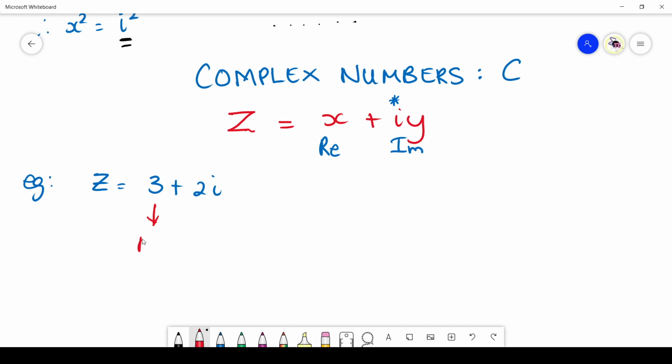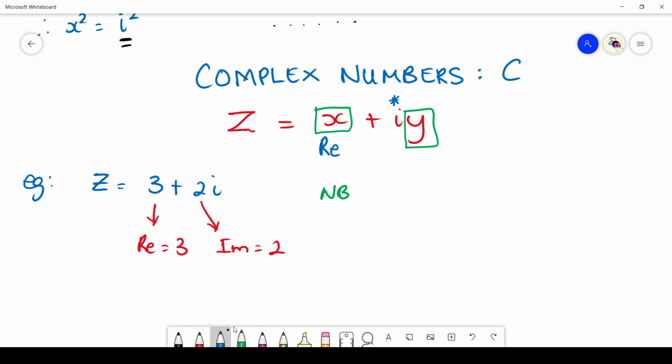Okay, so the real part is 3, and the imaginary part is 2. Please take note. Let me just put that over here, and let me erase this over here so that you guys can understand better that x is the real part and that y is the imaginary part and not the entire iy.